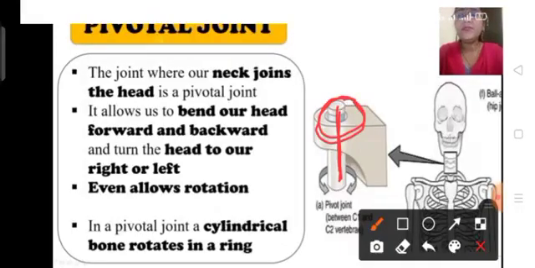Because of the pivotal joint, you can bend your head forward and backward. You can see to your left and to your right. It allows this kind of movement. As I told you, due to the pivotal joint, you can bend your head forward and backward. You can see to your left and to your right. It allows this kind of movement.